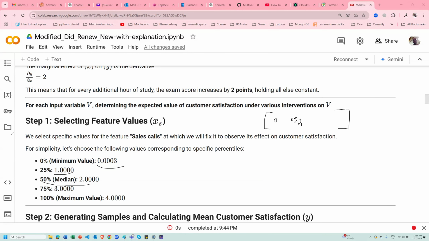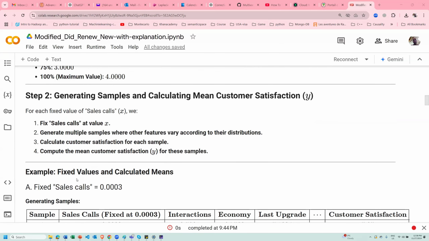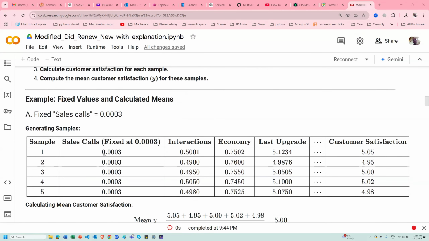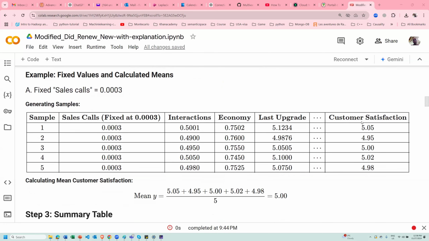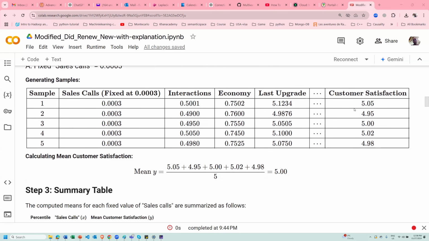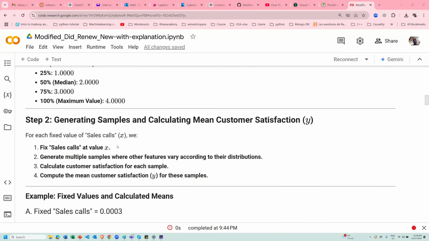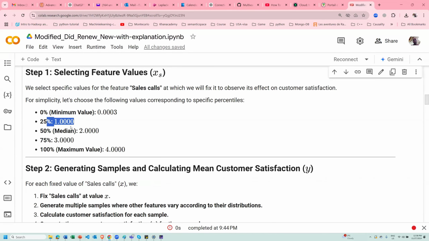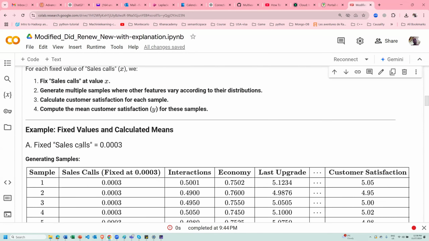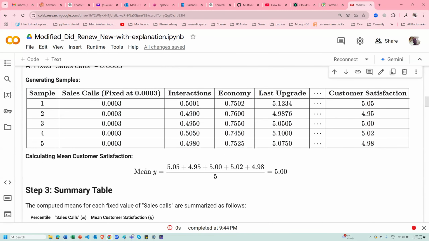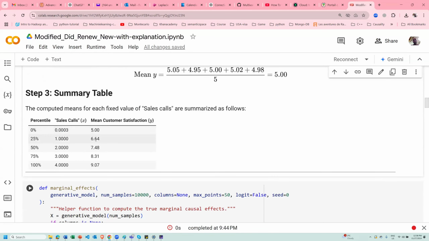Then, using the fixed code that I showed you up there very briefly, we fix this column with that value, once with the 0 percentile, 0.3, and we leave the other values for the other columns, and we calculate the customer satisfaction. At the end we take the mean of these. Y is equal to the mean of these, which is 5. So we do it once for this one, once for this, and once for this, for these values which are the representatives, and we calculate the mean and obtain the mean customer satisfaction. This is what the marginal effect is doing.